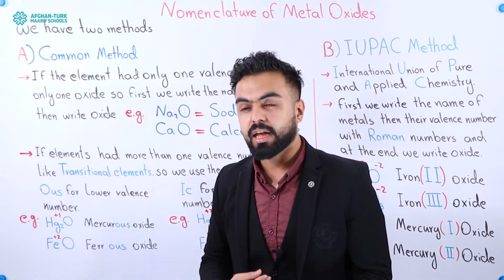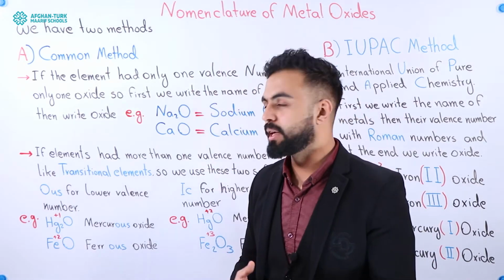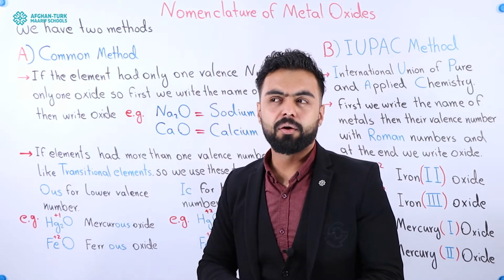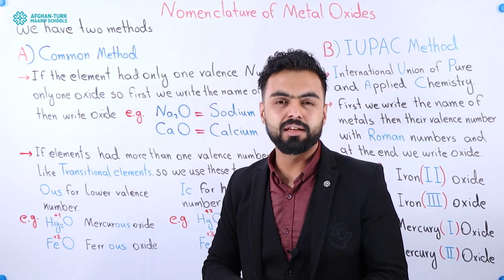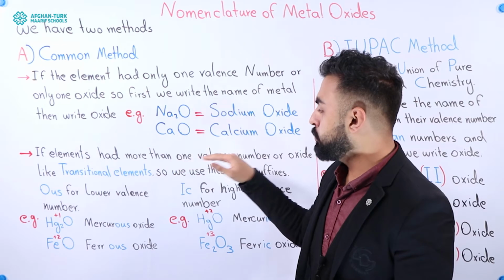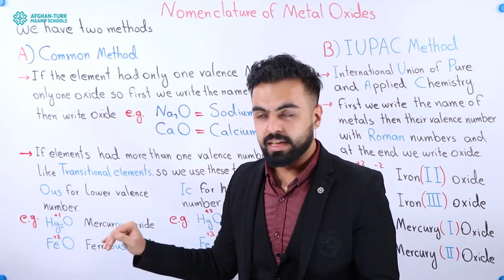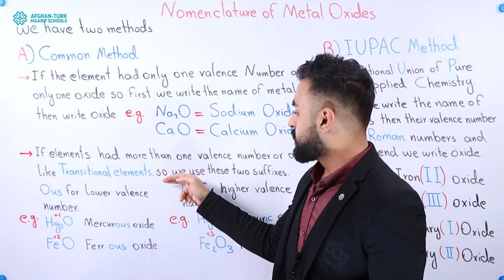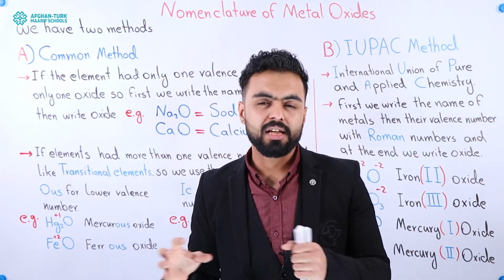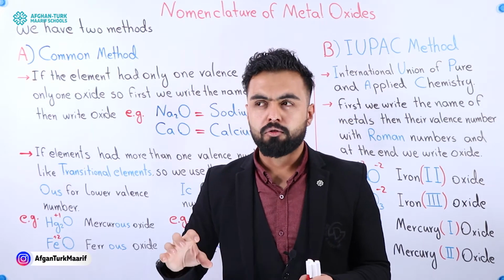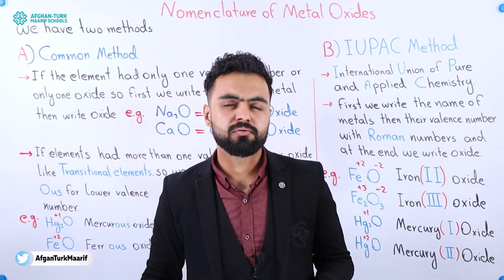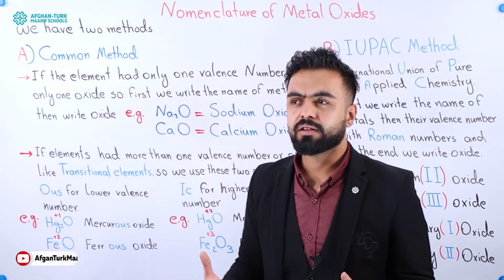But what happens if there are transitional elements? What are the transitional elements? As we studied, they are the metals which are located in the subgroups. So if elements have more than one valence number or oxide, like transitional elements, we use two suffixes. One is used for the lower valence number, and the other one is used for the higher valence number.